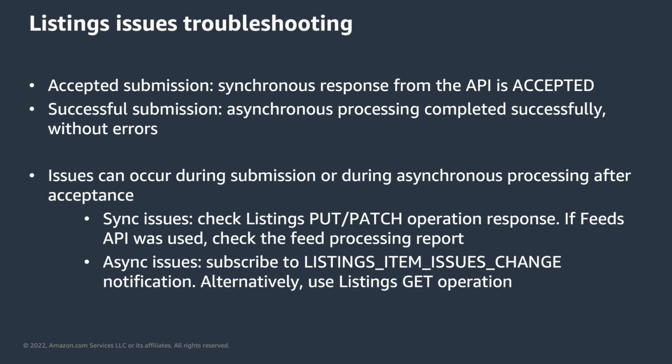Synchronous issues are provided in the API response for put and patch operations. If you are submitting data in bulk using a JSON listings feed, the information will be provided in the feed processing report for each item. Asynchronous issues, on the other hand, can only be detected once post-submission processing finishes. The way to be notified about them is by subscribing to the Listings Item Issues Change notification. Alternatively, you can also use the GET operation from the Listings API, which will provide all issues for a listings item.